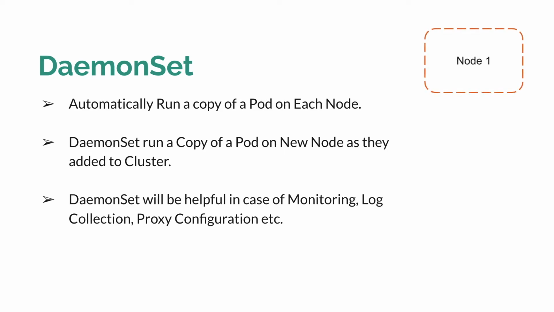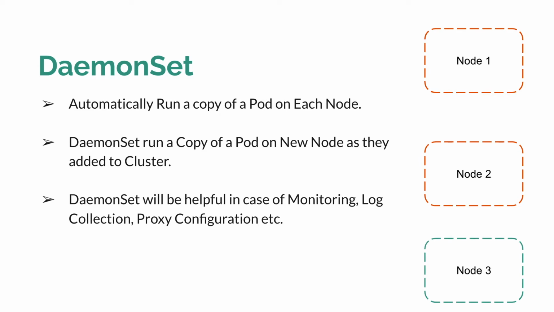So if you have two nodes in your Kubernetes cluster, then the daemon set will automatically execute the pod on each of the two nodes. And in future, whenever you add a new node in your Kubernetes cluster, the daemon set will execute the same pod on that node as well. So the daemon set will monitor the Kubernetes cluster, and as soon as old nodes go and new nodes come, the daemon set will perform the operation as per the daemon set specification.